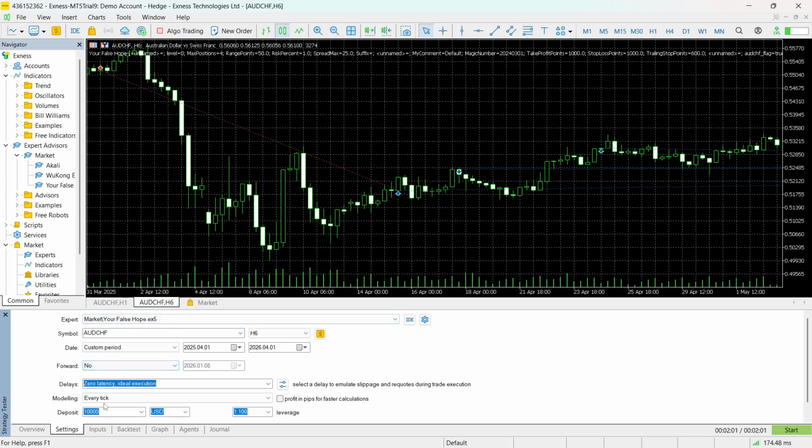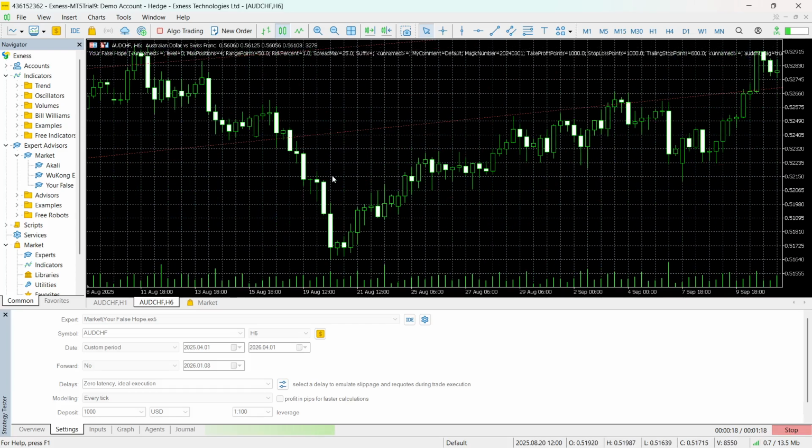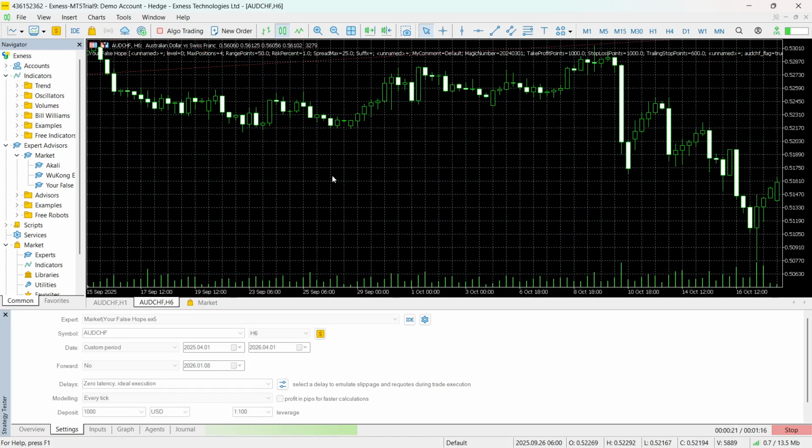Same idea, as you can see. Okay, let's have it for a $1,000 deposit on the AUDCHF 6-hour time frame, and let's run it up. You can see how it looks on the charts. You can see it took a sell trade here, and then it closes the trade over here. And this was a winning trade. Okay, so there are multiple examples as you can see over the charts.